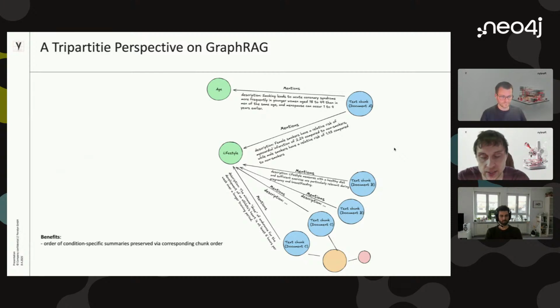So we keep this order information. That is very important later. That's some information we don't want to lose, as we use it for our context. As we use these condition-specific summaries, we still want to know in what order they were set in order to bring this into the context later on.